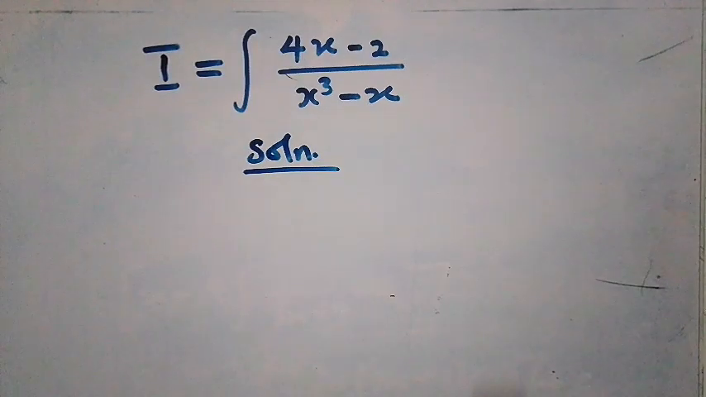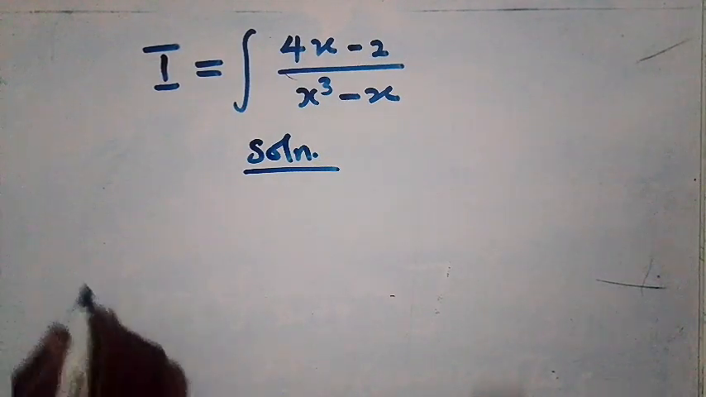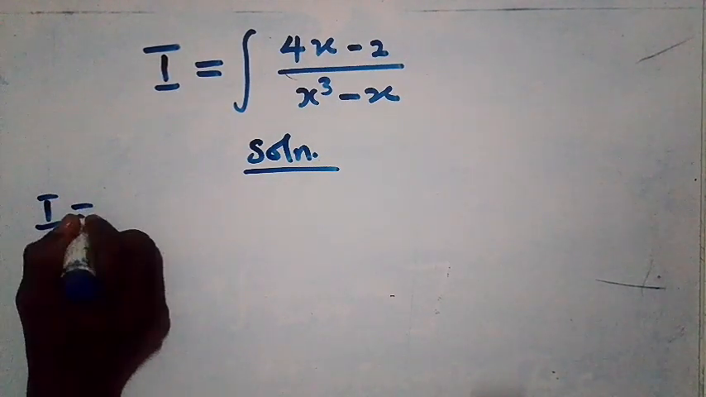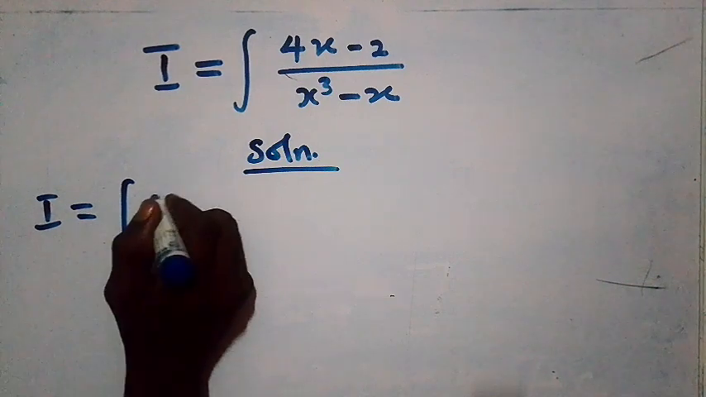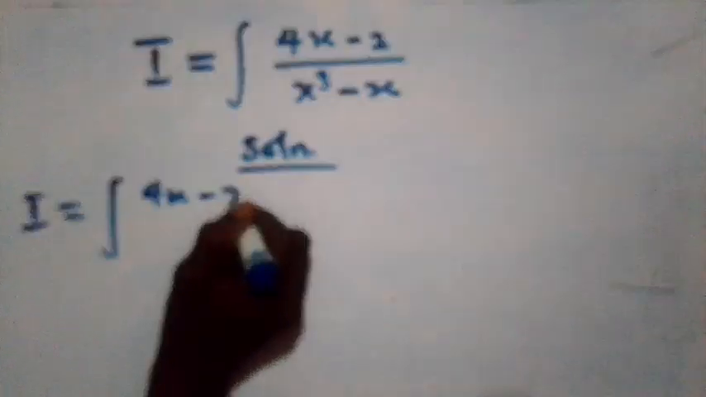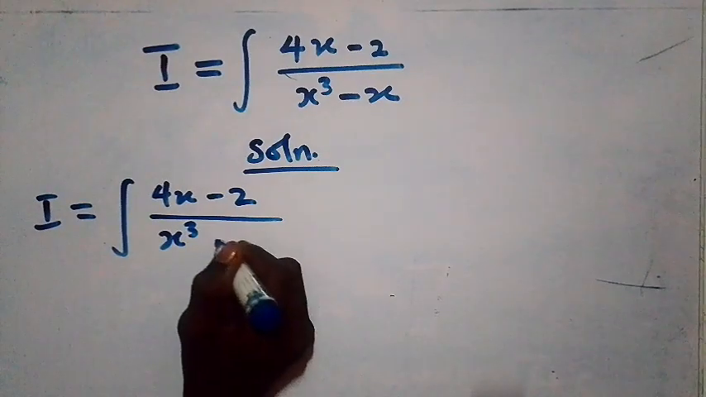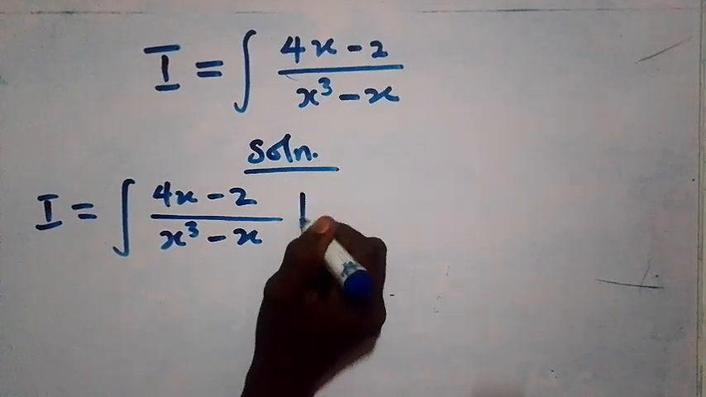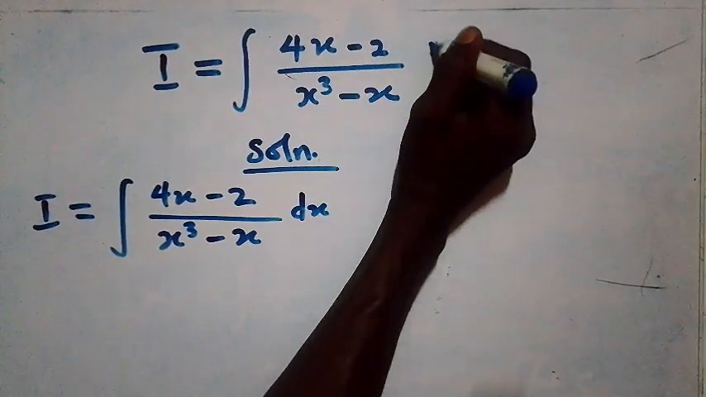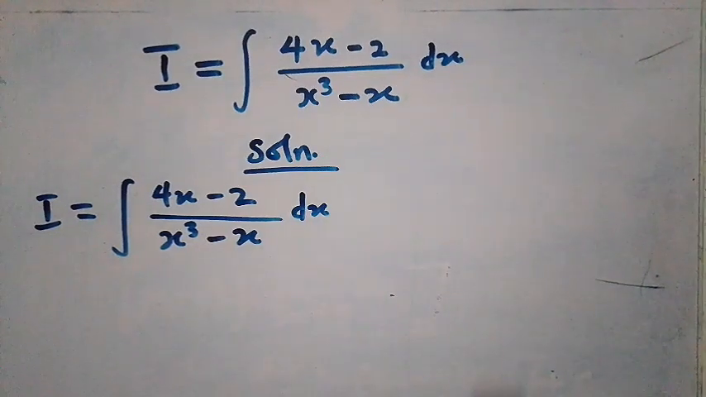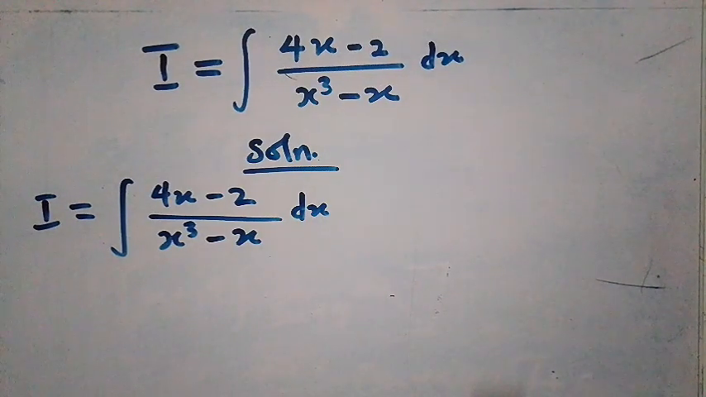Let's write out the problem. I equals the integral of (4x minus 2) divided by (x raised to the power of 3 minus x) dx. The first thing we need to do here is to factorize out the denominator.